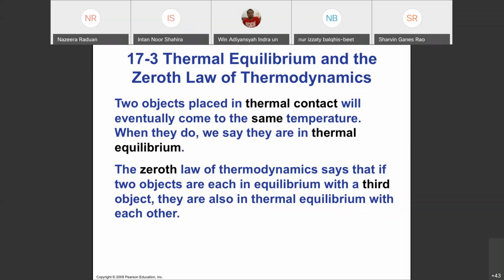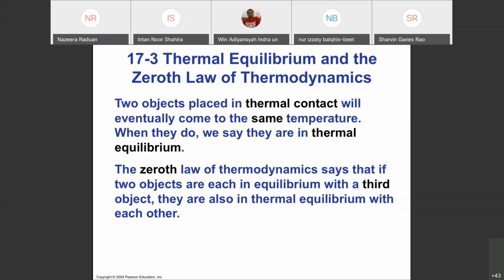For example, you put two glasses of water side by side, one hot and one cold, in contact with each other. In the end, eventually, both glasses of water will come to the same temperature, because of the heat transfer from the hot to the cold, until they reach the same temperature. This is what we call thermal equilibrium.